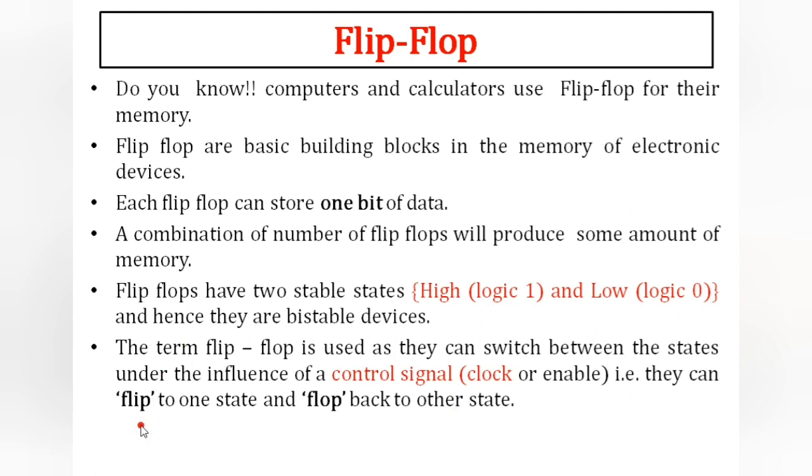Flip is used to represent one state, and flop is used to represent another state. Observe, this state change, from one state to the other state, occurs depending on the clock signal. Here the clock signal is nothing but a control signal. So how are the states going to be changed? The state change depends on the clock signal.